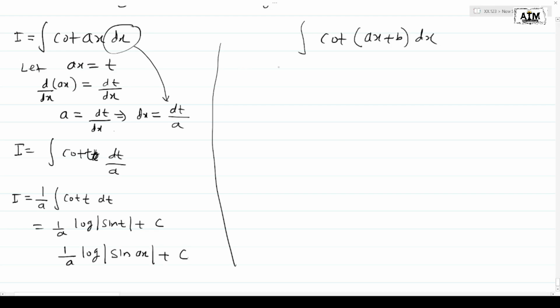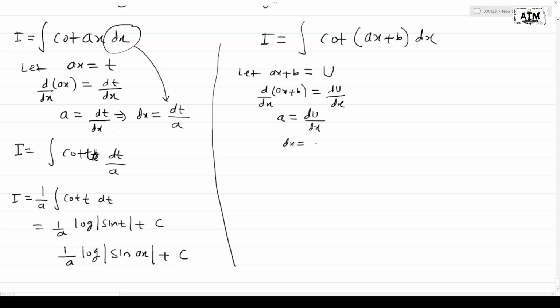And now suppose we are given cot of ax plus b with respect to x, then let ax plus b equal, you can select any other letter. On the left side I selected t, but you can select any other letter, like let me select u. So ax plus b equals u. As soon as you select some substitution, you have to do the derivative. So differentiation of ax plus b with respect to x equals du by dx. The derivative of ax is a and the derivative of b is 0, equals du by dx.